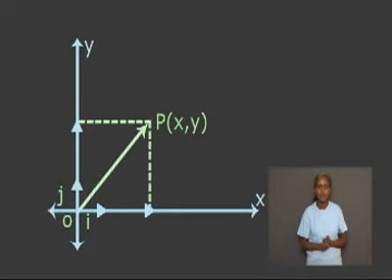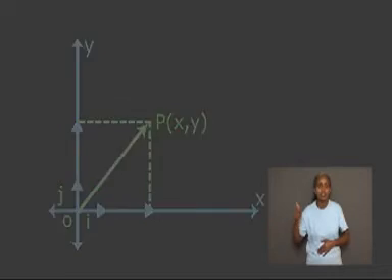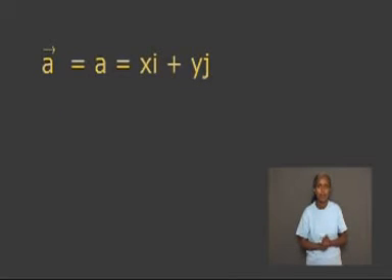For this demonstration, we will rename vector OP as A. So, we may simplify our equation to vector A equals xi plus yj.